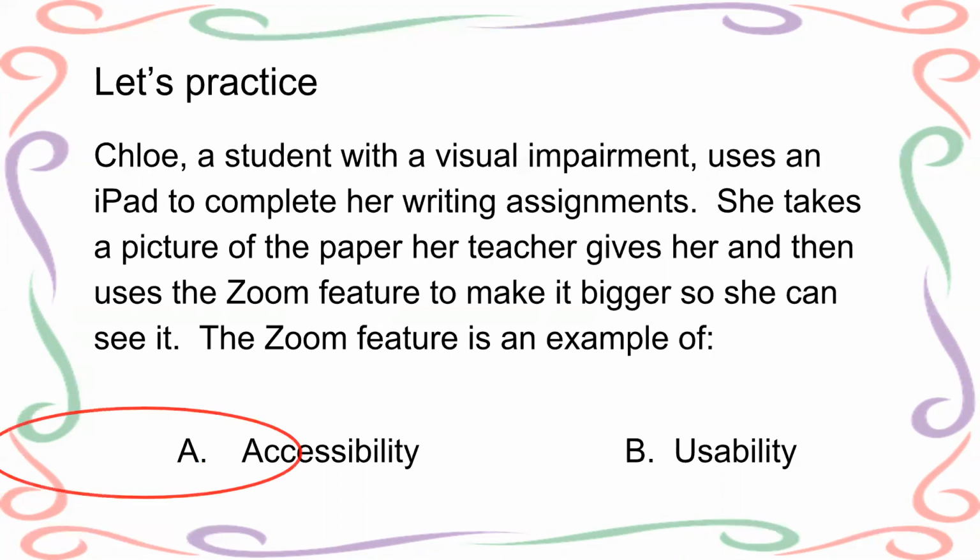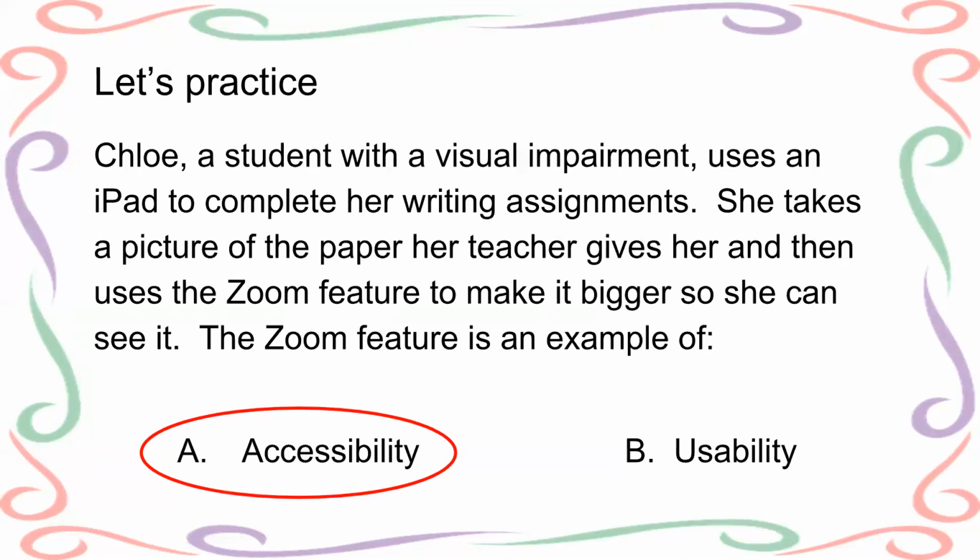So if you chose accessibility, you would be correct. Remember, accessibility is primarily about the features of the product or tool. So in this case, the zoom feature is something that's built into the tool, and it's an accessibility feature.